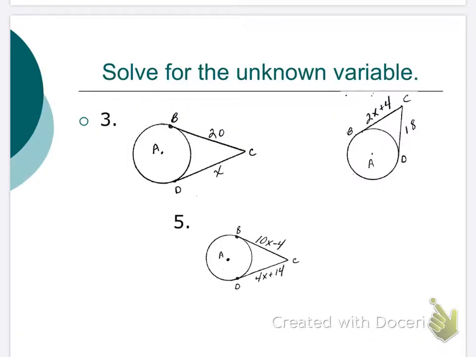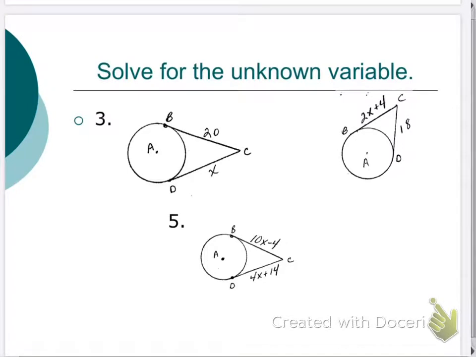Okay, so we look at our first one. We see we have the same outer point. They're both tangent to the circle, only hitting once. So that means we know they're both going to be congruent. So that means X has to be 20. Same thing's happening over here. You see that you have that outer point, both tangent to the circle. So that means these are congruent.